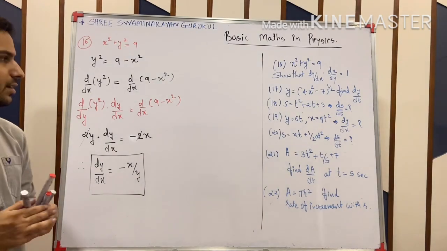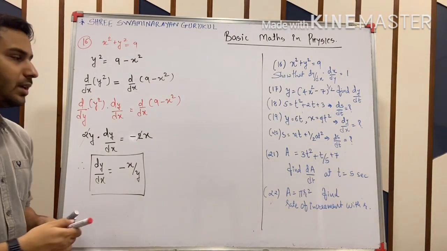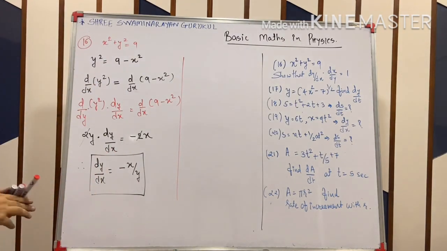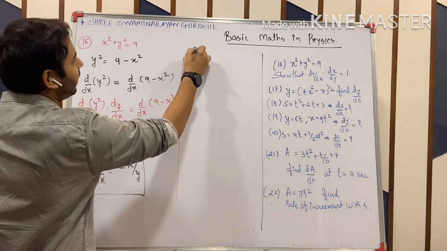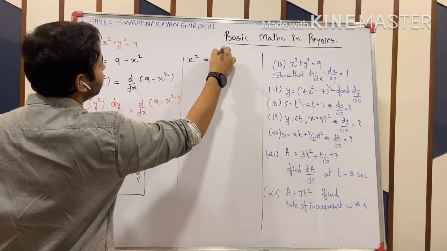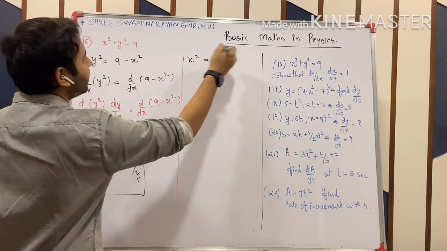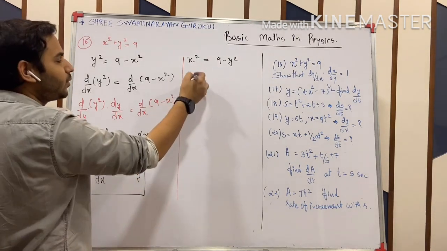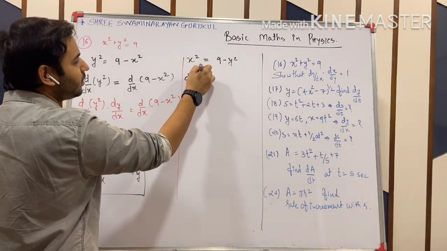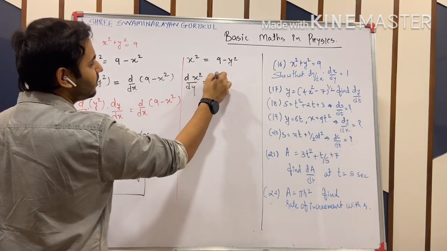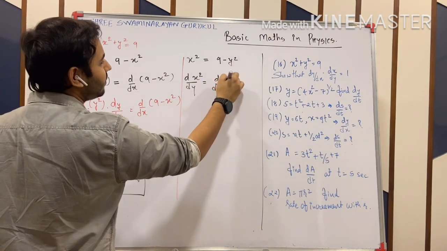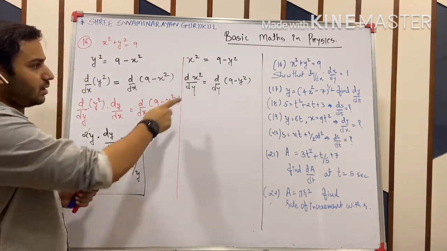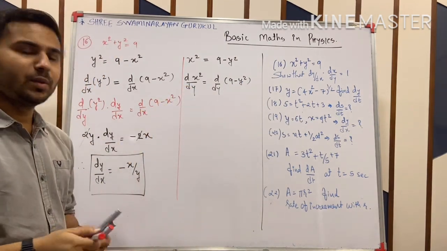Understood? Fine. Let us repeat the whole thing again. Say x square is equal to 9 minus y square. Let us make x square the subject of the equation, and I am going to differentiate it with respect to y on both sides. 9 minus y square. Understood now? Differentiating terms on both sides with respect to y.